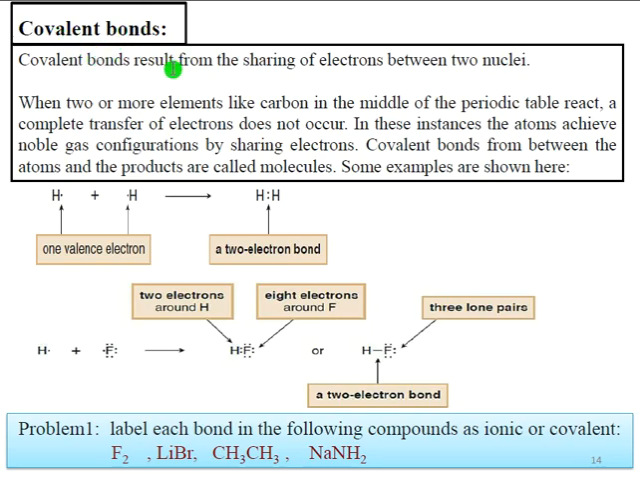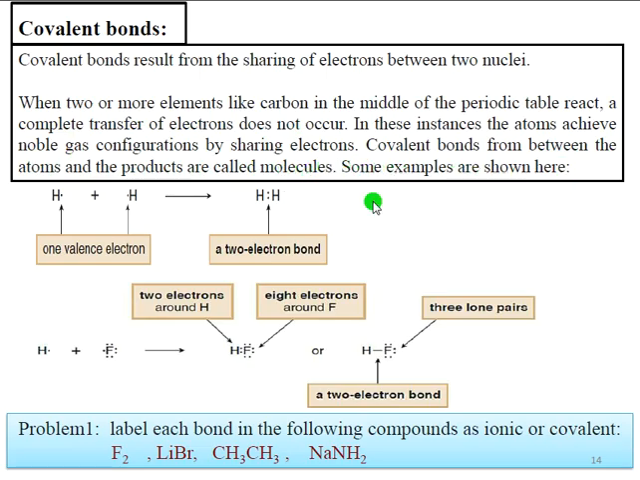Covalent bonds. Covalent bonds result from the sharing, again I say to you, sharing of electrons between 2 nuclei. When 2 or more elements like carbon, in the middle of the periodic table, react, a complete transfer of the electrons doesn't occur. In this instance, the atom achieves a noble gas configuration by sharing electrons. Covalent bonds form between the atoms, and the products are called molecules.